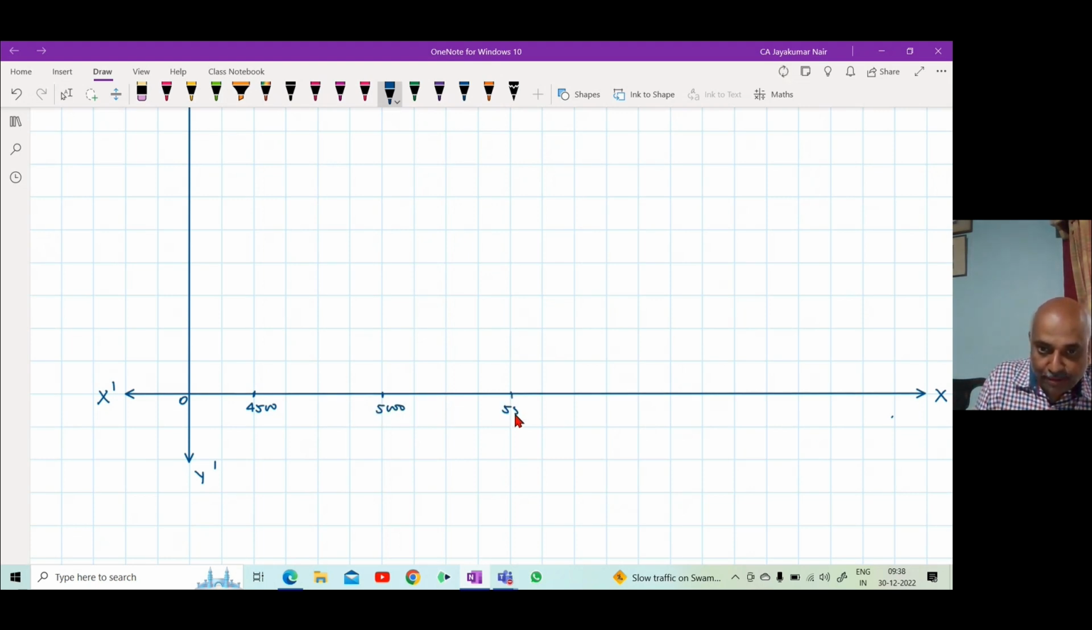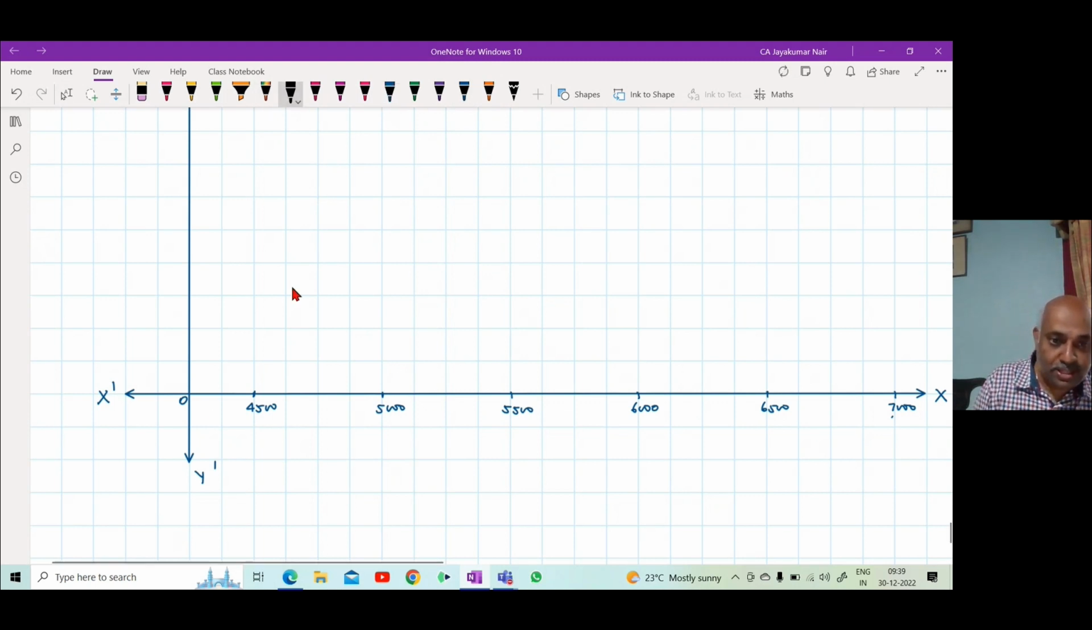1, 2. This is 5,500. 1, 2. 6,000. 1, 2, 6,500. 1, 2, this is 7,000. Okay. Here, this is not as per scale, because 2 centimeters, we have taken it as 2 units. That is 2 centimeter as 500 units. So this one is not as per scale.